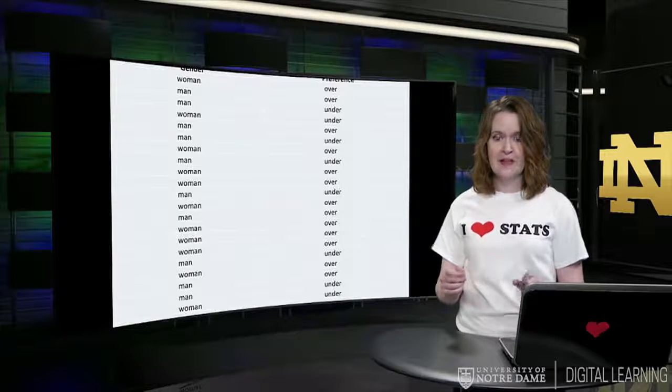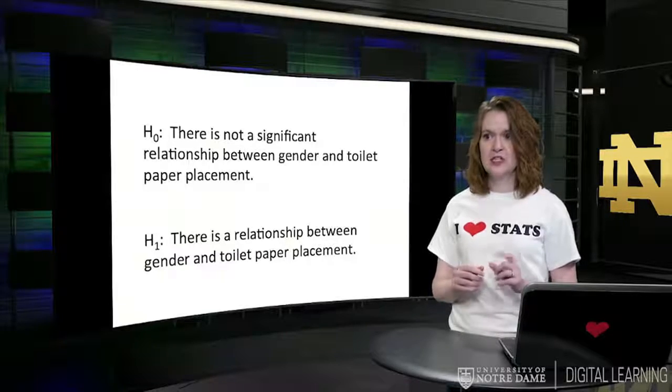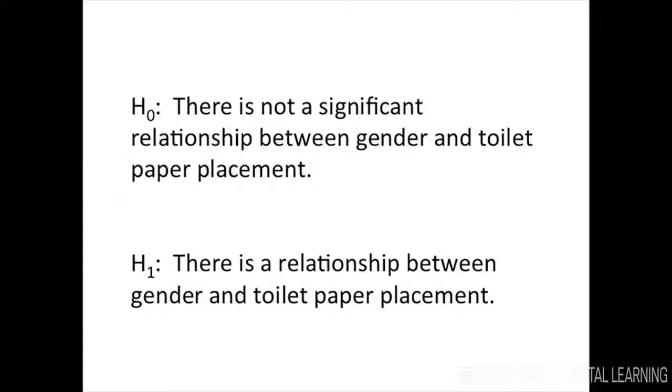Okay, do you have them written? Let's see what I have. So I'm saying the null hypothesis is there is not a significant relationship between gender and toilet paper placement. Yours might not sound exactly like this. We don't ever have to match our words exactly, but you should have something in there about there being no relationship between our variables. And then our research hypothesis says, yes, there is a relationship between gender and toilet paper placement. You may have said women are more likely to prefer over to men, something like that. But in either way, we want to say that there is a relationship. The gender that you are influences how you like to hang your toilet paper on the rack.